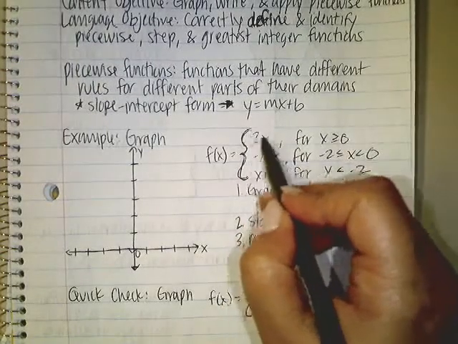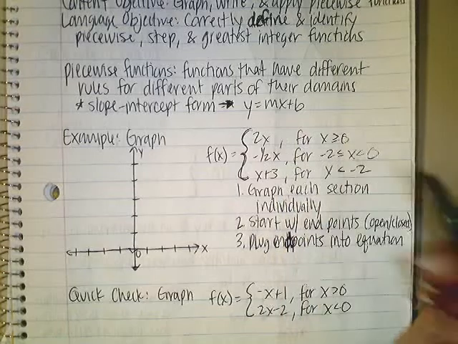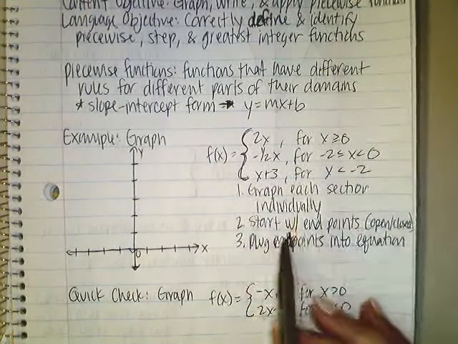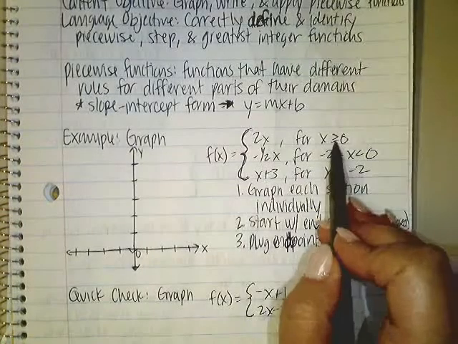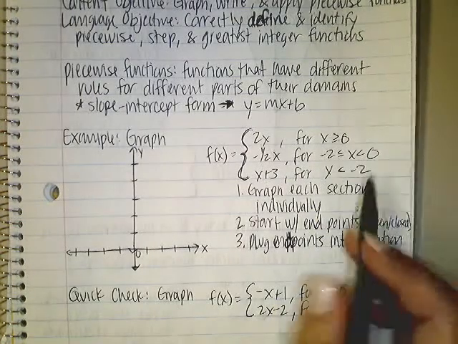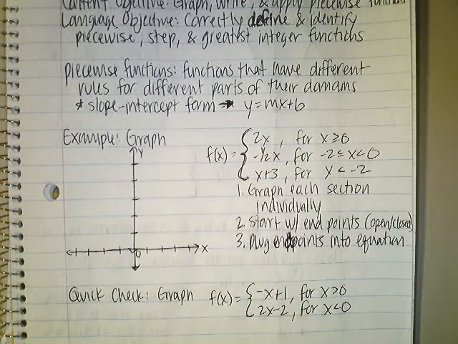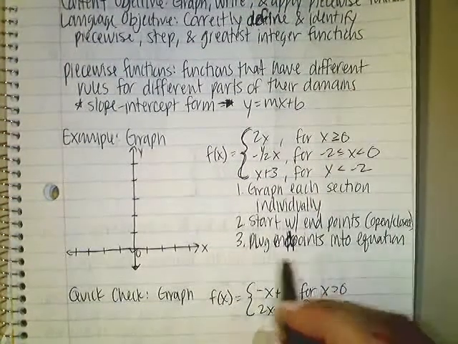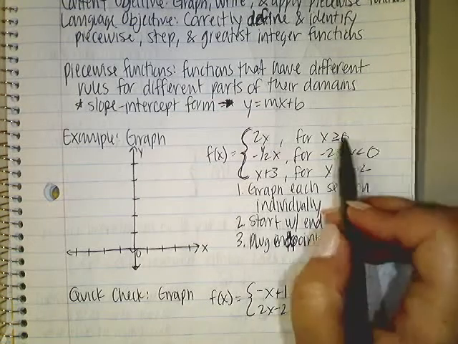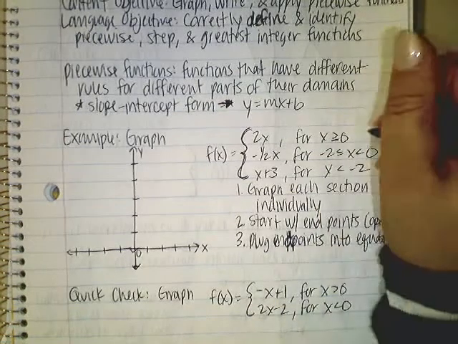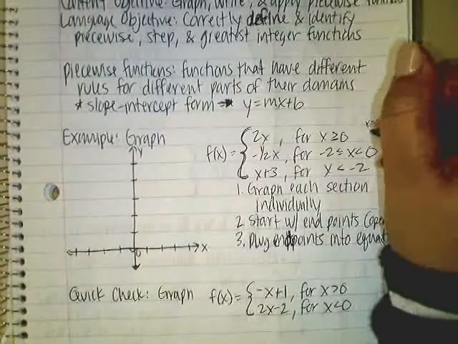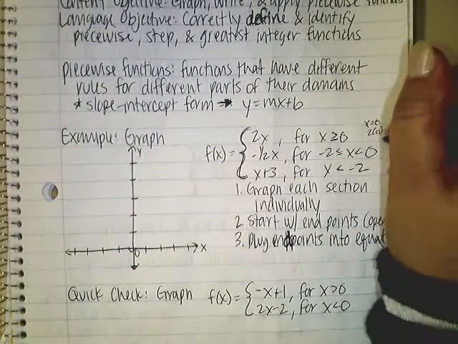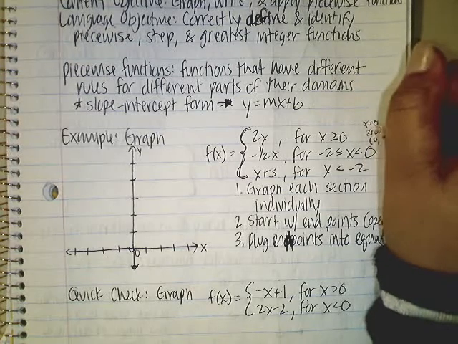So I'm going to graph 2x when x is greater than or equal to 0. I'm going to graph each section individually, starting with this one. I'm going to start with the endpoint, when x is equal to 0. First, is this going to be open or closed? It's going to be closed since it has the equals to line. Then I plug the endpoint into the equation. I plug in x equals 0, so I get 2 times 0, which is 0. So my first coordinate point is 0, 0.